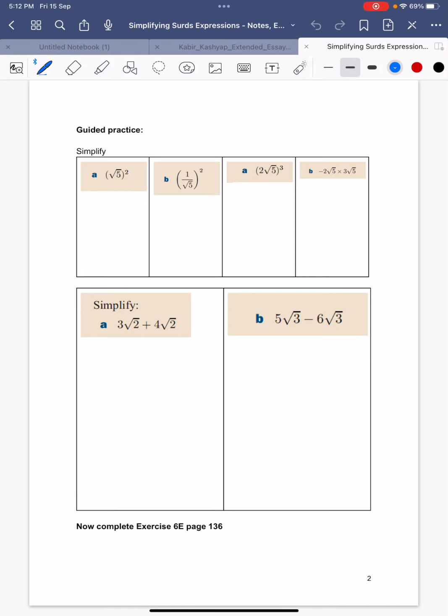All right, here we go. So we are going to do a few practice questions. Now, of course, we're going to operate under this wonderful idea that root a times root a is just a.